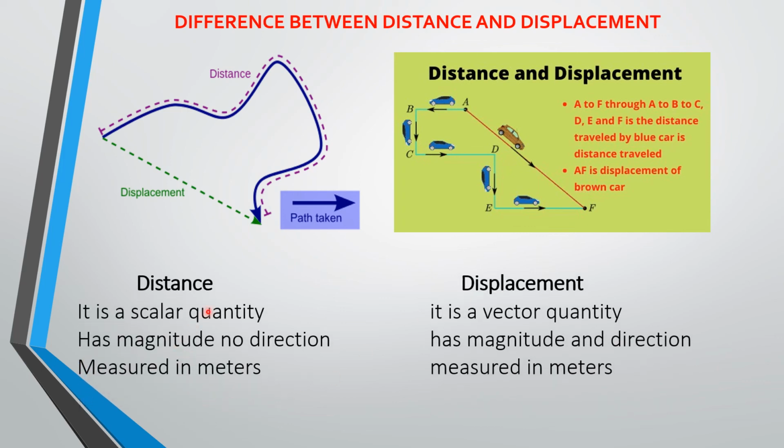And here it is. Distance is a scalar quantity. Displacement is a vector quantity. Distance has magnitude but no direction. Displacement has magnitude and direction. The two are measured in meters. So basically, this is the difference between distance and displacement.